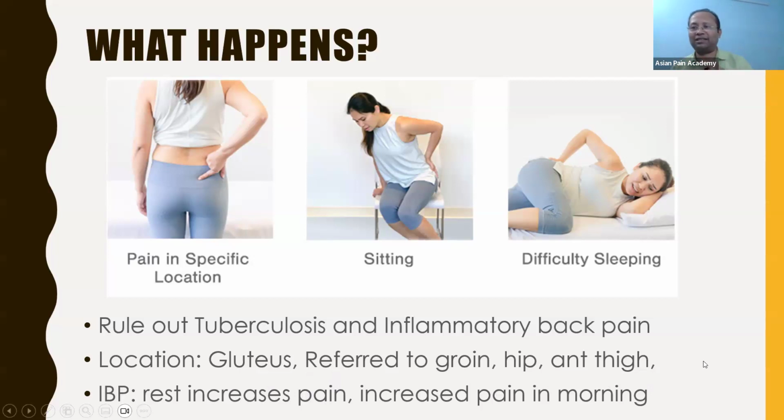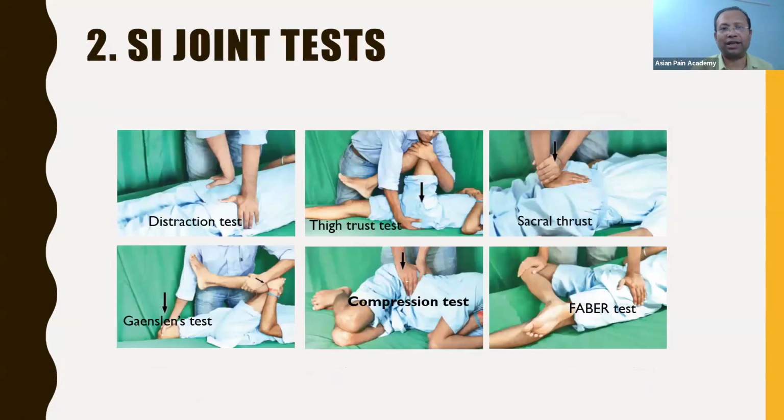The whole night's rest, it increases the pain. So that is an inflammatory arthritis type. And SI joint tests. So what do we do in tests? A test means you actually compress the joint. You want to increase the tension in the joint, and you move the joint.